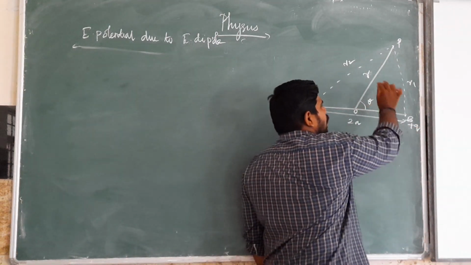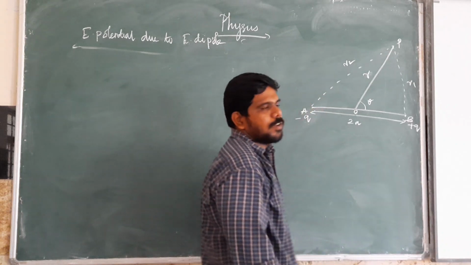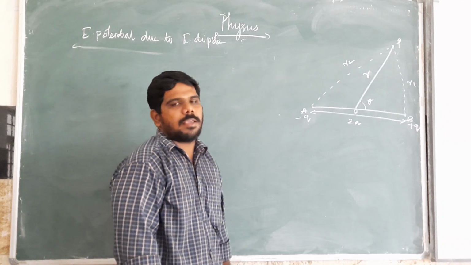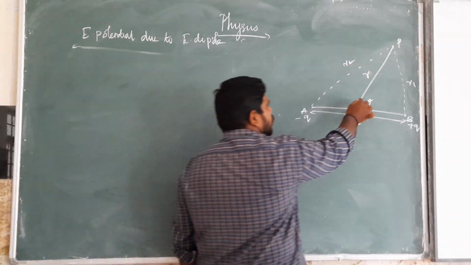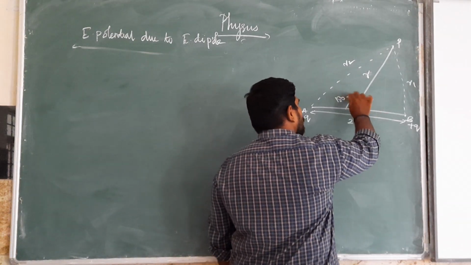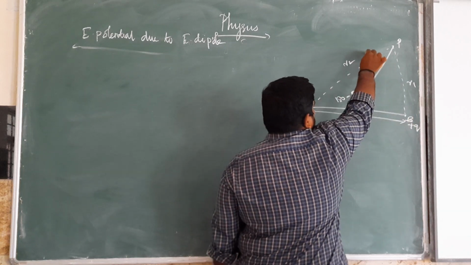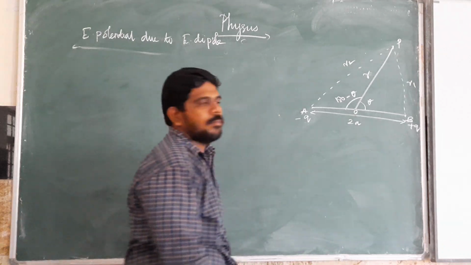Let theta be the angle along the line joining PO and AB. So the remaining angle will be 180 minus theta, because it is a protractor. This will be angle 0, this will be 90 degrees, this will be 180 degrees.